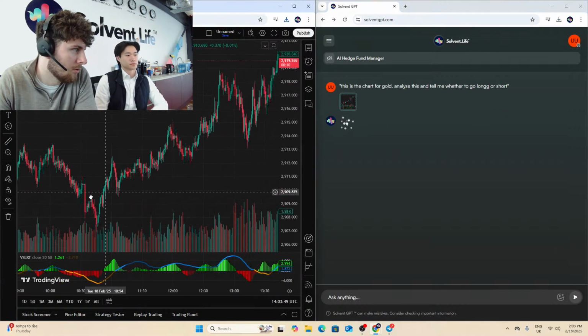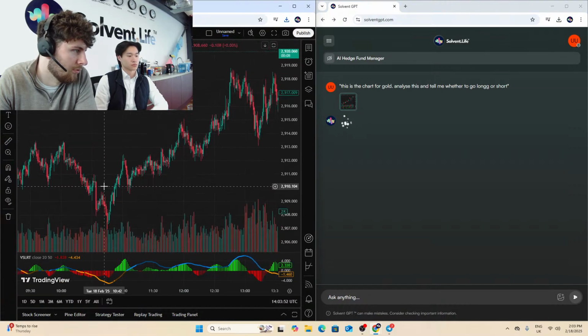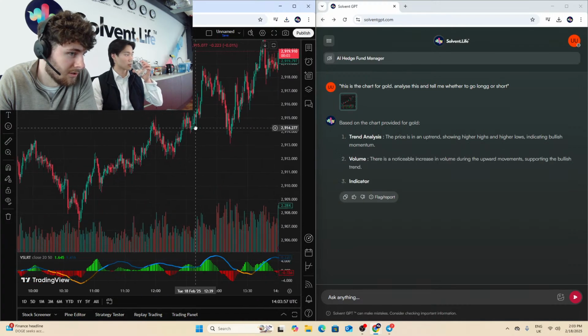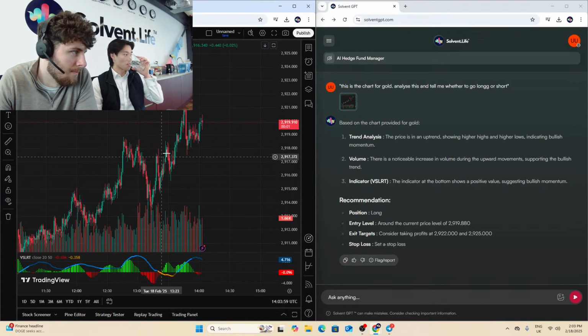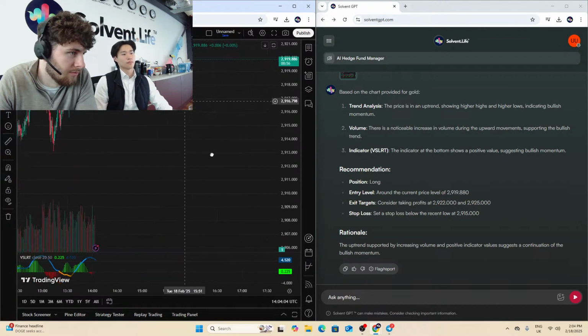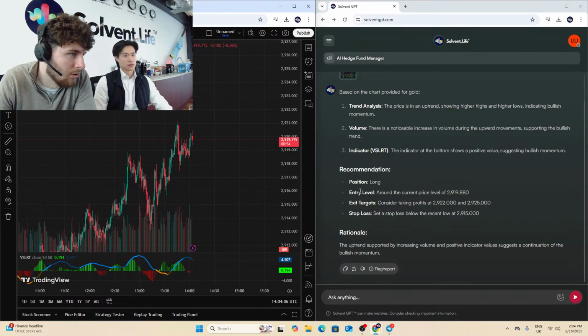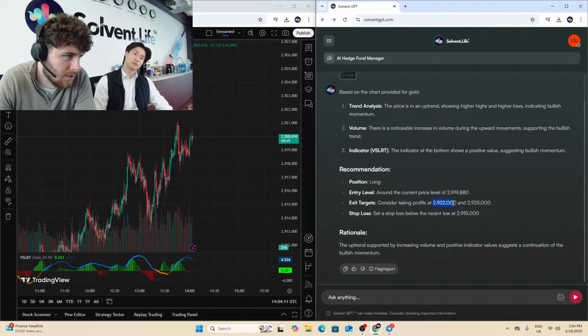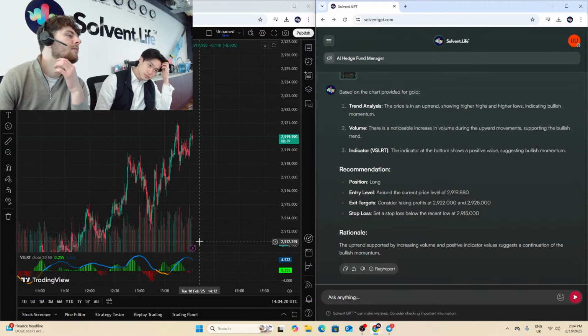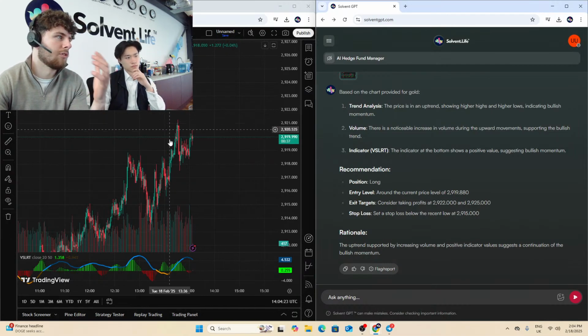As we can see, it's been in quite a significant uptrend for the past, when was this, 10:40? So for a couple of hours, it's been in quite a significant uptrend. And we'll see what comes of this move. It's recommended we go long around the current price. Consider taking profits at 2,922 or 2,925. And then our stop loss, we want to set that at around 2,915.